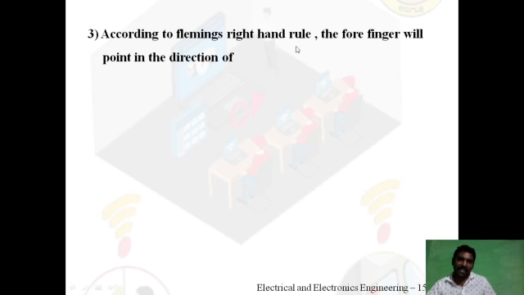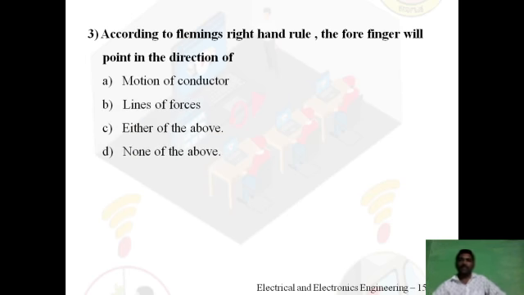According to the Fleming's right hand rule, the forefinger points in the direction of... we have discussed just now, and also in session 1, the Fleming's right hand rule. It is applied for DC generators. The forefinger gives the direction of magnetic field, or option B, the magnetic lines of force. Option A, motion of conductor, that is the thumb indicates the motion of conductor. So here we shall go for answer B, which indicates the magnetic lines of force or the magnetic field. The forefinger points in the direction of magnetic field.